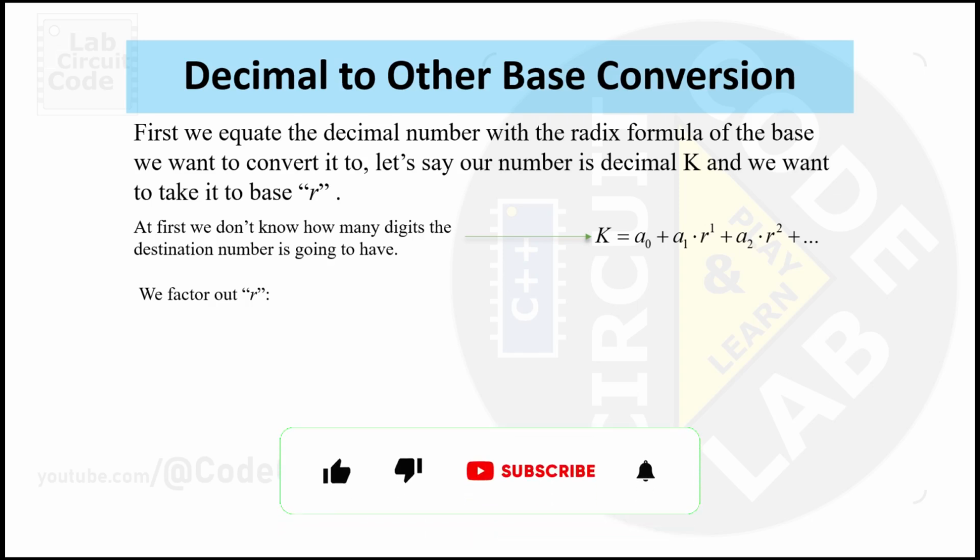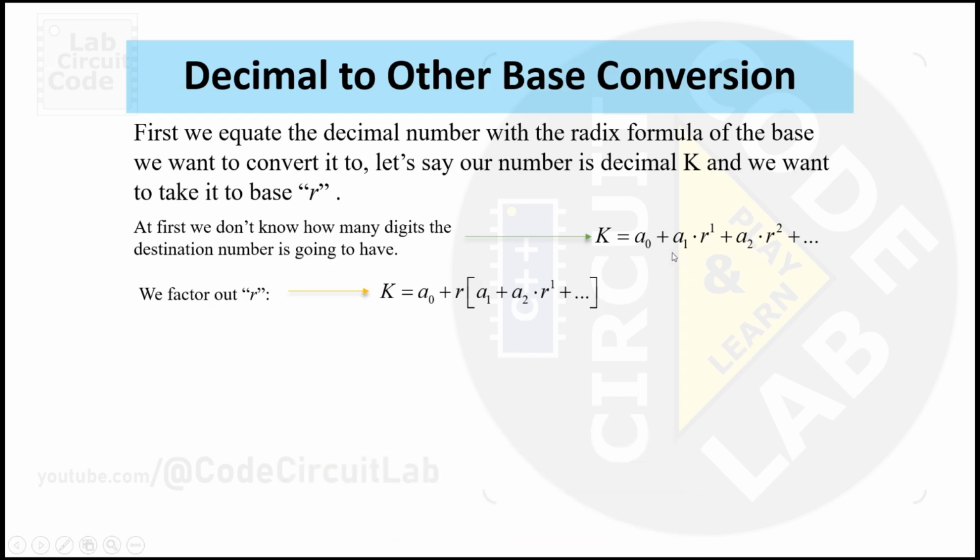We factor out r from these terms, only these terms. And then we divide each term by r. You know, we have a small formula here.